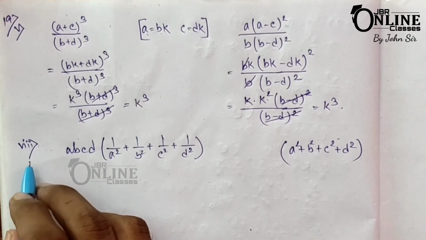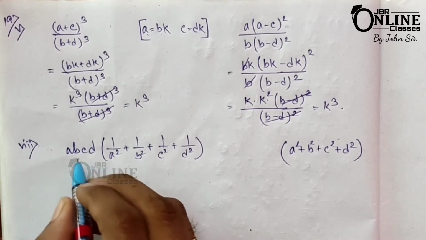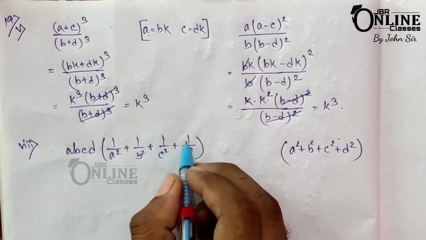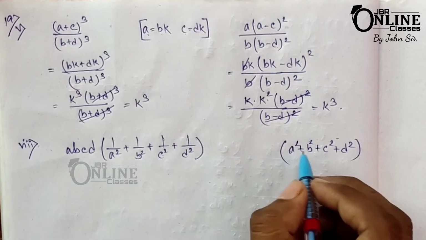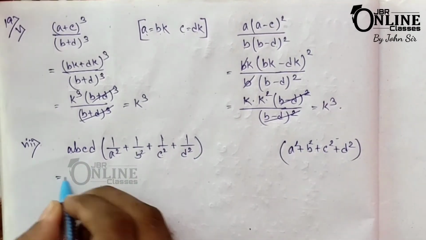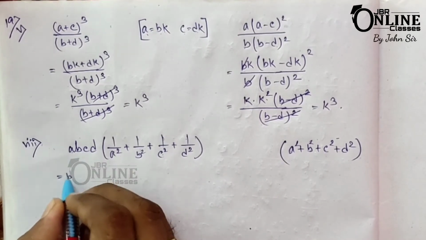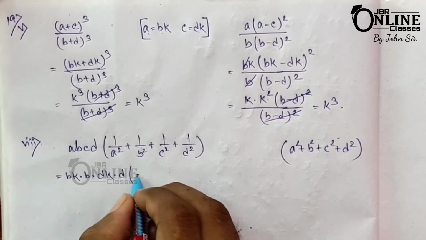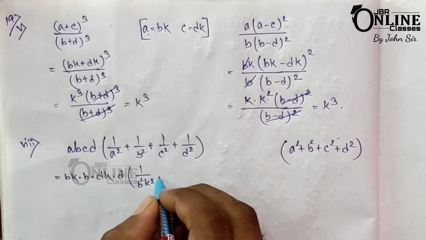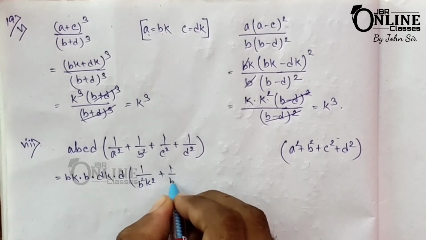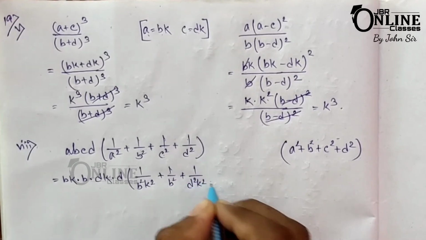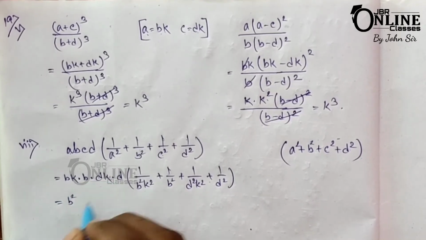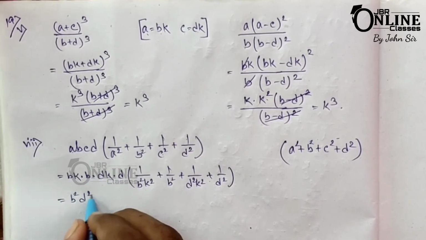Now I'm going to solve sum number 8, that means 19.8. So here abcd into (1 by a square plus 1 by b square plus 1 by c square plus 1 by d square), right hand side a square plus b square plus c square plus d square. So first here a means bk, so write down here bk into b, and c means dk, so dk into d, and then 1 by a square means 1 by b square k square. Next 1 by b square, and then 1 by d square k square, then the last one 1 by d square. So here b into b square, d into d square, and here k into k square.